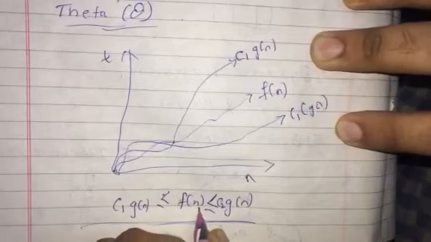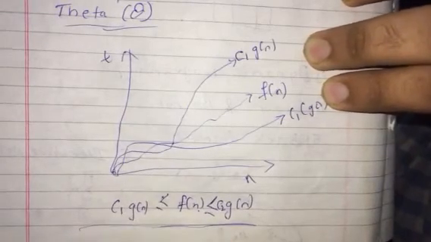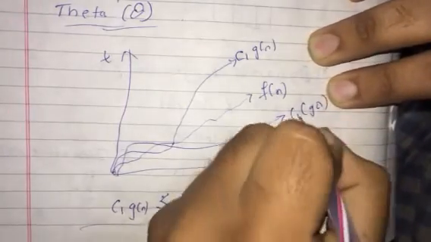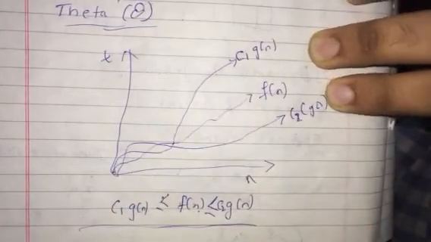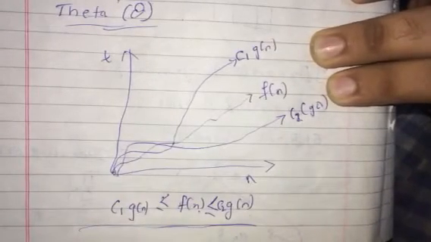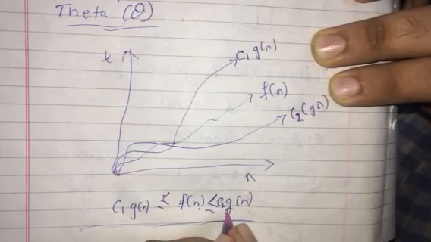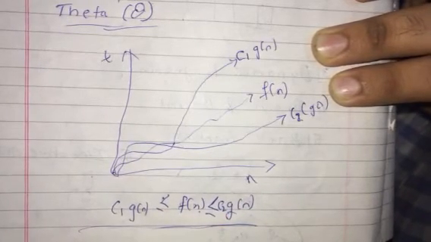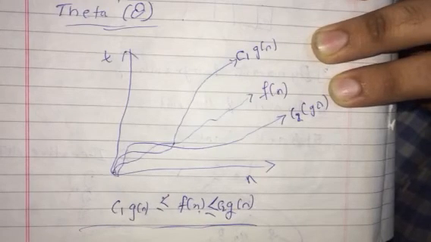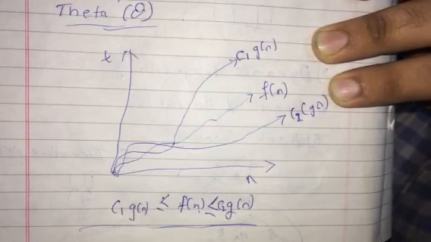Means that for a given value of g of n, by just multiplying c1 and c2, two different numbers, we get a function such that the second part, that is multiplied by c2, is less than f of n, and the first part, that is multiplied by c1, is greater than f of n. That's it.